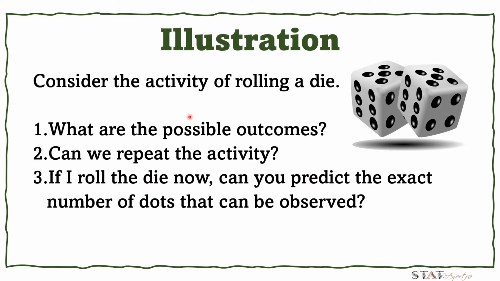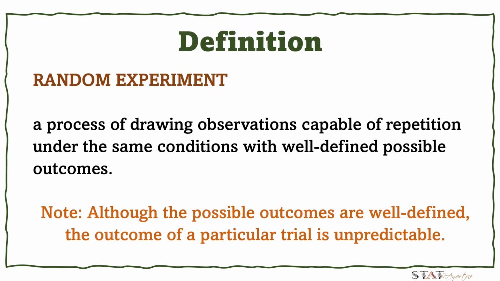Let's consider the activity of rolling a die. Question number 1. What are the possible outcomes? We can have 1, 2, 3, 4, 5, 6 faces. Can we repeat the activity? Yes. If I roll the die now, can you predict the exact number of dots that can be observed? No. So this is an example of a random experiment.